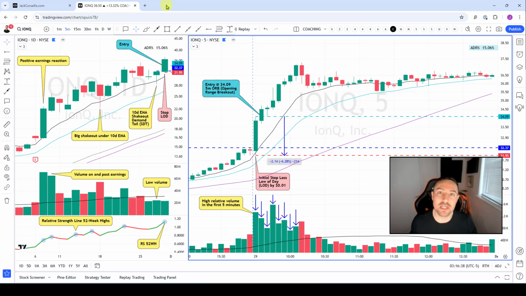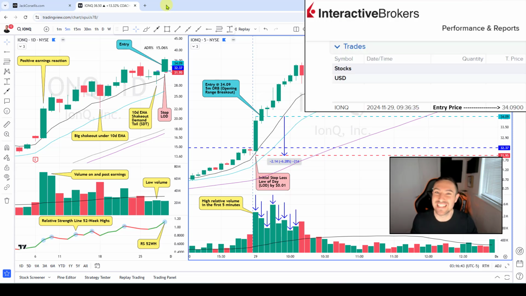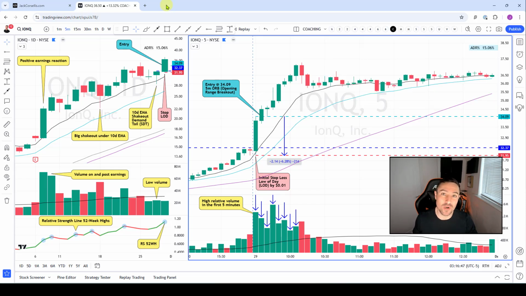I'm going to take you through one of my trades in a momentum leader, which is IONQ. Quantum computing is a very strong theme in the market right now, and IONQ, in my view, is one of the key leaders. So I'm going to teach you the setup on the daily chart, but then also how I used a 5-minute opening range breakout, so an ORB, to enter the position and some of the key characteristics to be looking for.